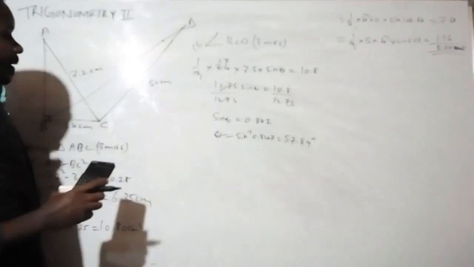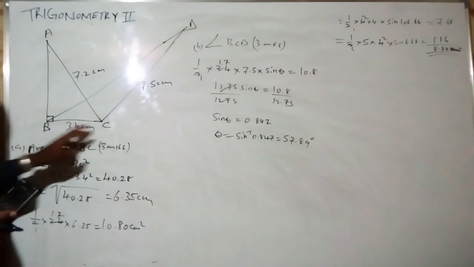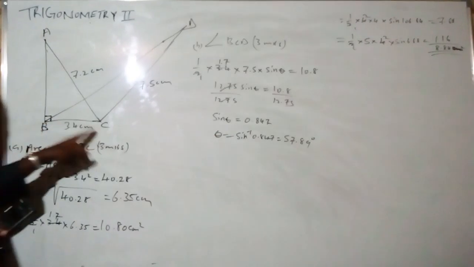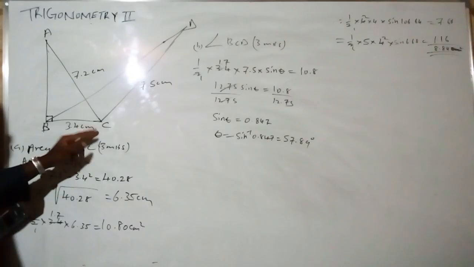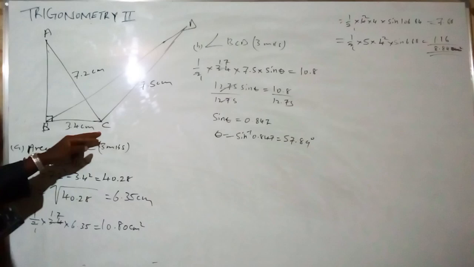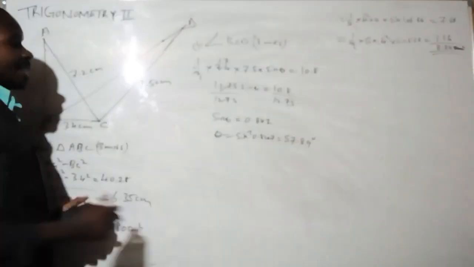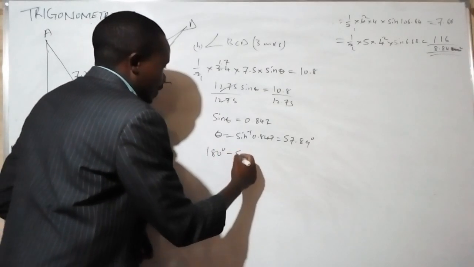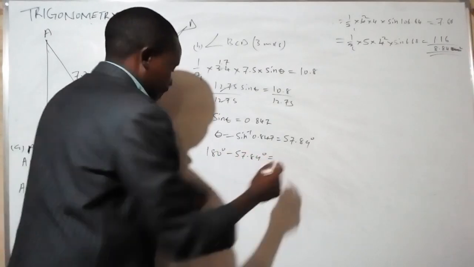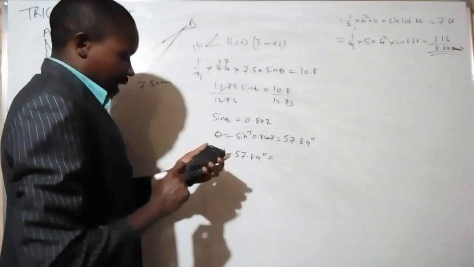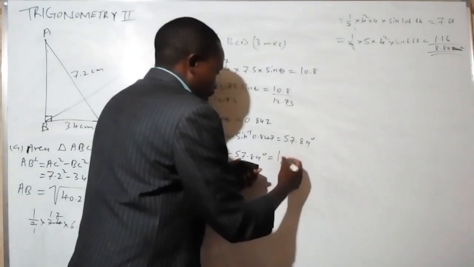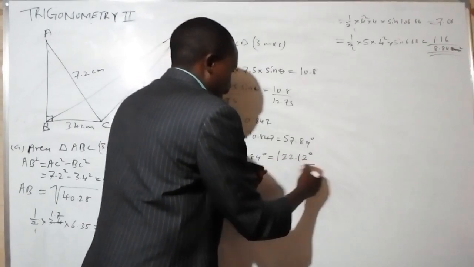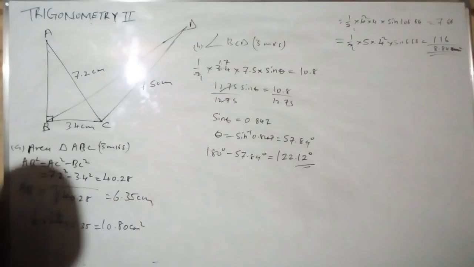So to get BCD, we are going to subtract 57.89 from 180. This angle BCD is greater than 90, so it should be greater than 90 degrees. 180 degrees minus 57.89 degrees gives 122.12 degrees. Good.